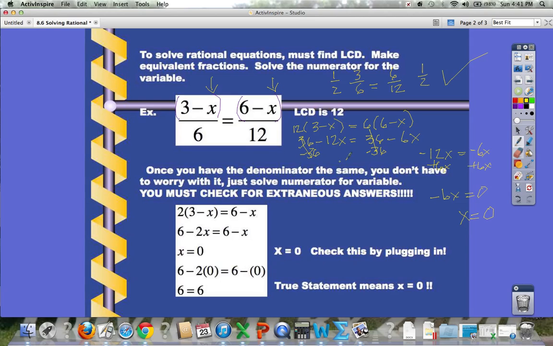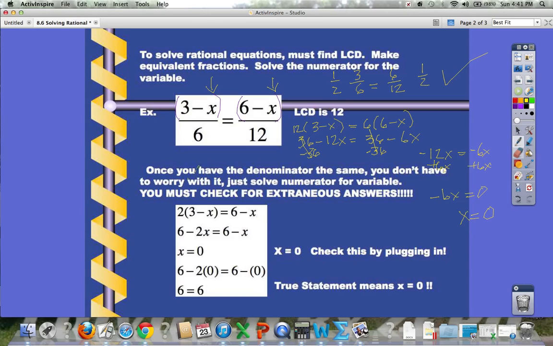So once you have the denominator the same, you don't have to worry with it if you're not doing this cross multiplying method. It has to be a very simple proportion in order to cross multiply. Let me make that statement very clear. This is a very simple problem. You will have some where you don't have such simple problems, and you'll see that in just a minute.